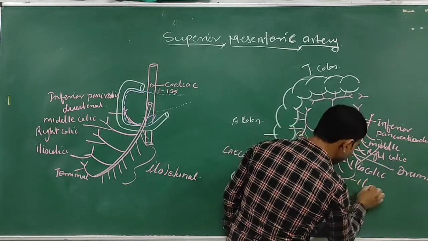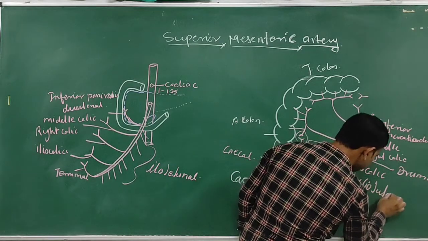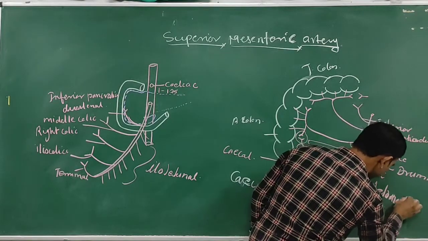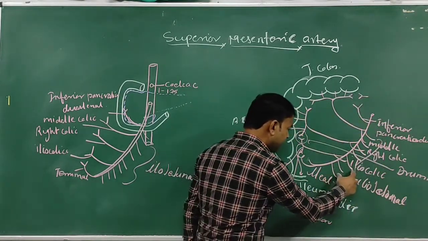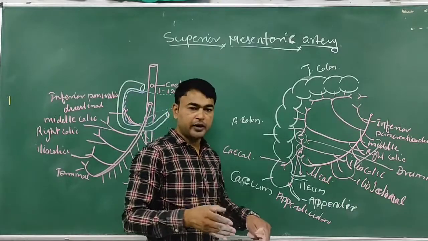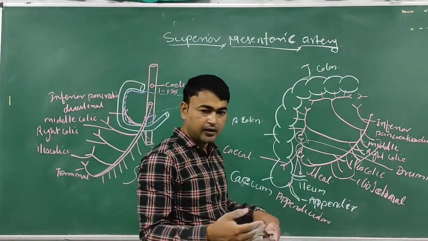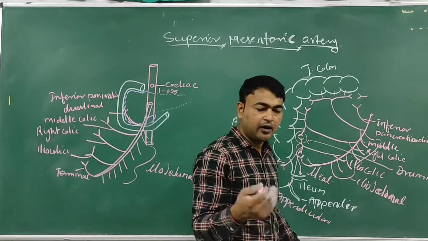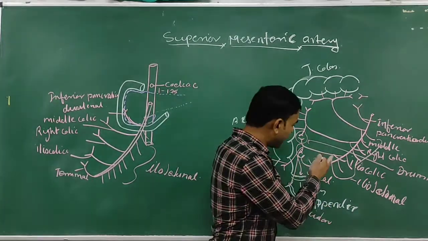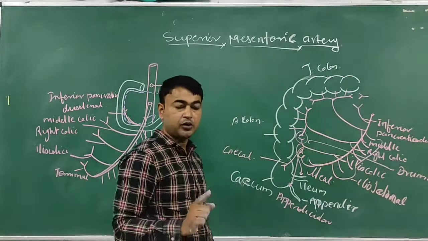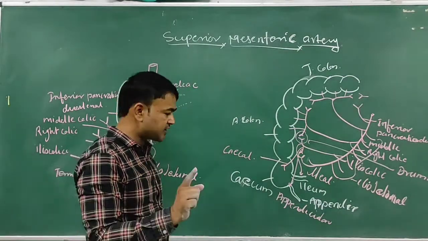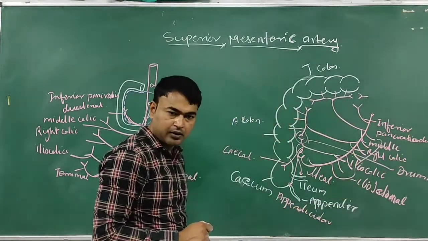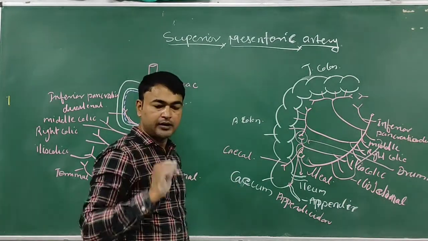There are 10 to 15 ileojejunal arteries. These branches pass between the two layers of mesentery, divide, and anastomose with each other to form the arterial arcade, a network. After the arcade, straight branches known as vasa recta arise. Vasa recta are short in the jejunum and long in the ileal part.